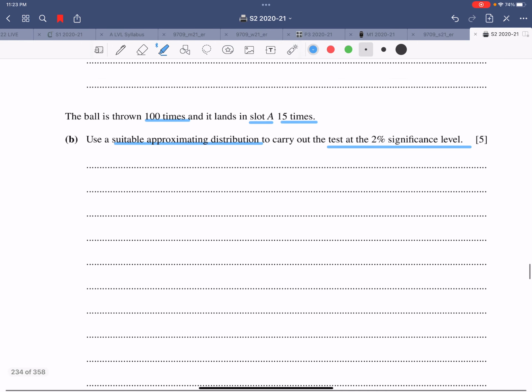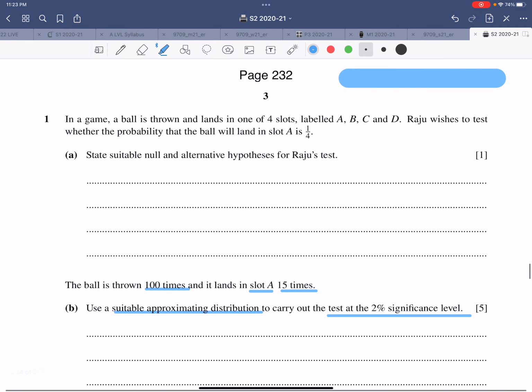First of all, what is the question all about? The question is about hypothesis test. And what is the distribution that you see? It's a binomial probability distribution. And what will it become? We will see in a short while.